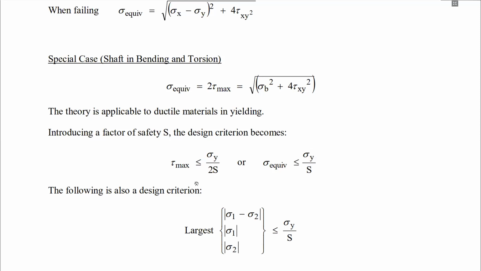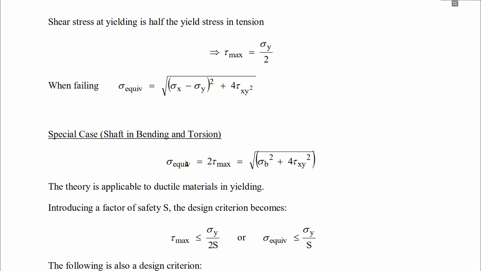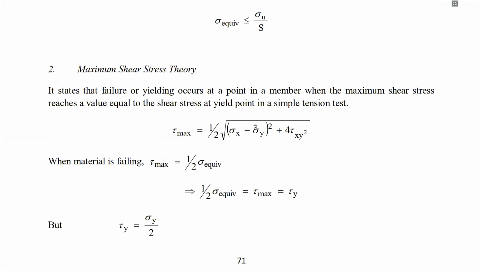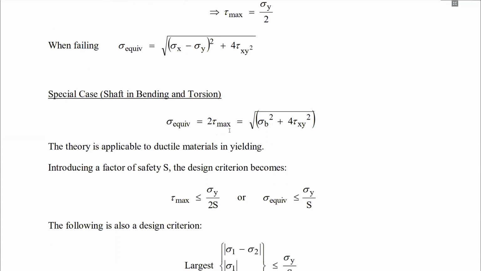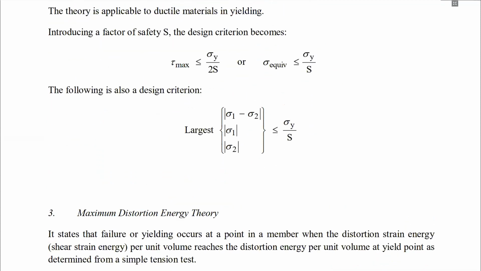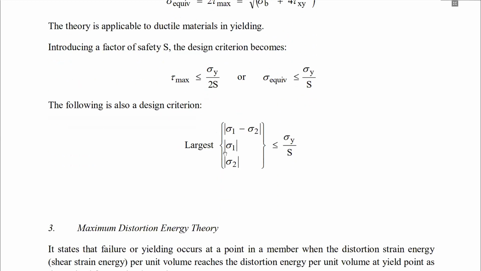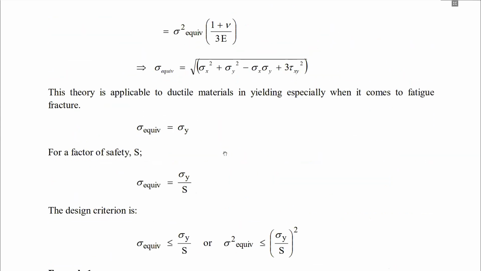So if you want the factor of safety based on this, we can first calculate the equivalent stress, or we can calculate the maximum shear stress. And when we calculate the maximum shear stress, we come to this formula: the maximum shear stress equals sigma y over 2s. So from here, we can say that s, which is the unknown, sigma y we have it already. This one we can calculate based on the formula. So we can determine s, which is the factor of safety.